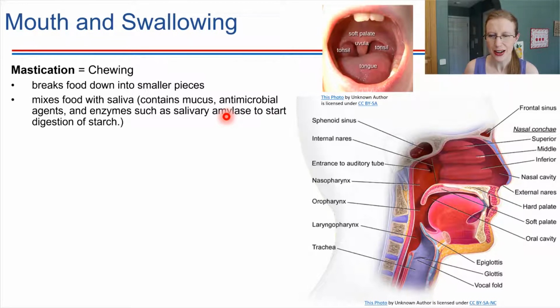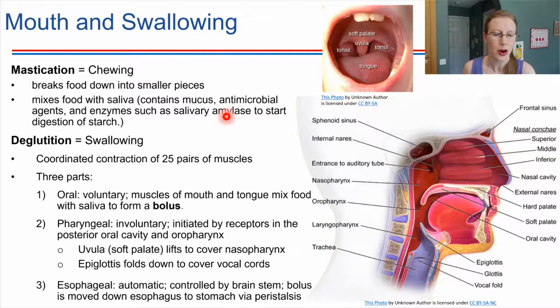Once we're done chewing, we have to swallow food. Swallowing is actually a very complex thing. You might not have thought about it before, but there are a lot of muscles involved in swallowing. The formal name for swallowing is deglutition. So mastication followed by deglutition. This starts the food moving down through the GI tract.